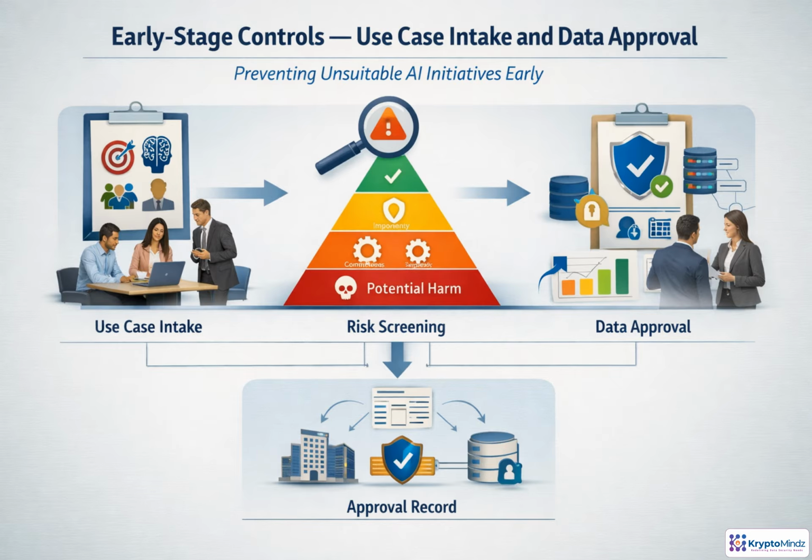Before an AI initiative enters delivery, governance should answer two questions. Is the use case well defined, and is the data appropriate to use? Intake captures the business purpose, capability type, users, affected stakeholders, decision criticality, and regulatory exposure. Risk screening tests impact, sensitivity, autonomy, complexity, and possible harm. Data approval confirms lawful basis, ownership, consent or usage rights, quality, representativeness, privacy, and security constraints. The result is an approval record linking the use case, risk rating, data sources, and accountable business owner.